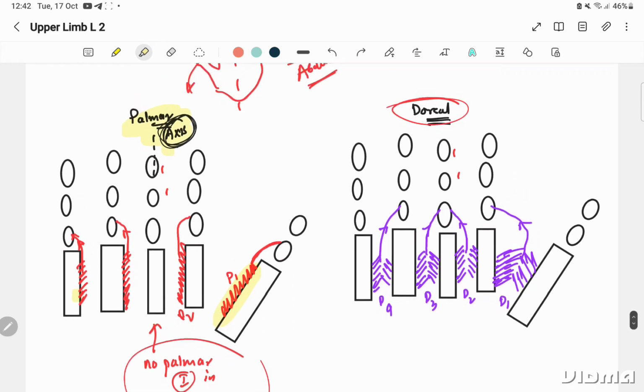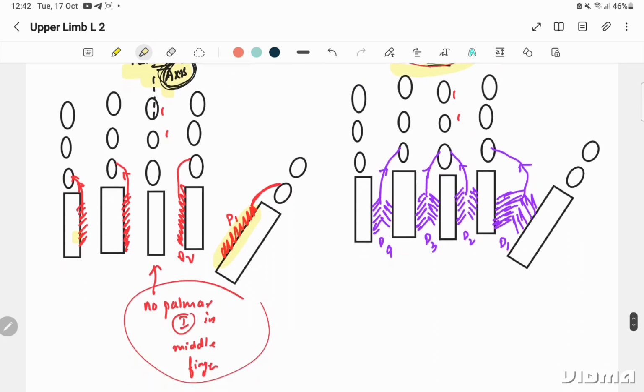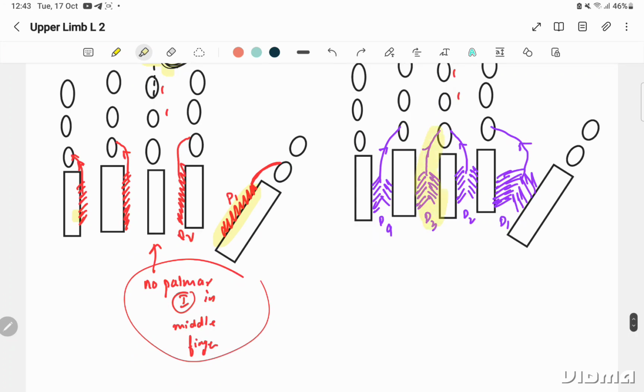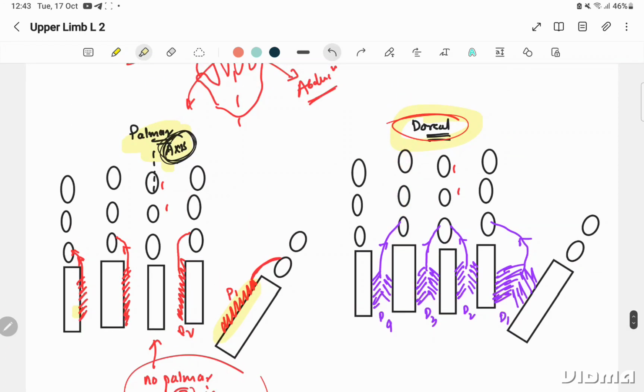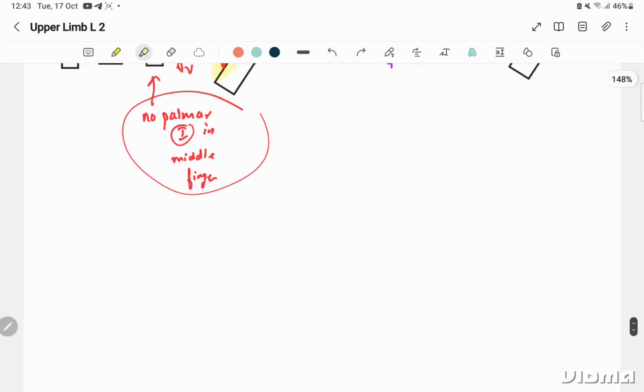In dorsal interossi, which are bipennate, we have 4. D1 is attached to the proximal phalanx of the index finger. D2 is attached to the proximal phalanx of the middle finger, and D3 to the proximal phalanx of the middle finger. So there are 2 dorsal interossi attached to the middle finger, and D4 is attached to the proximal phalanx of the ring finger. Okay, so these are all about the muscles of the hand.